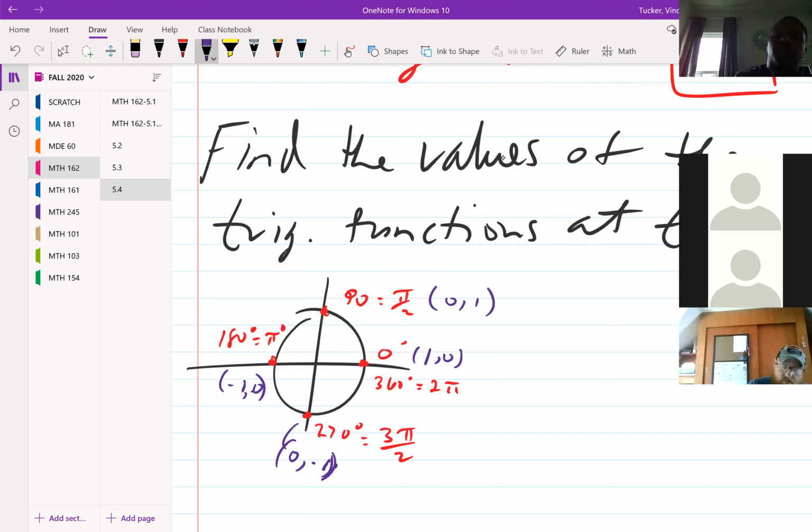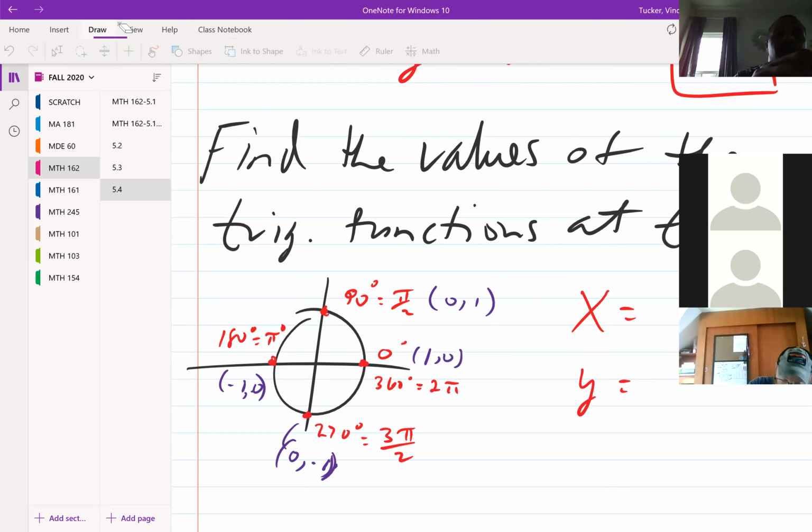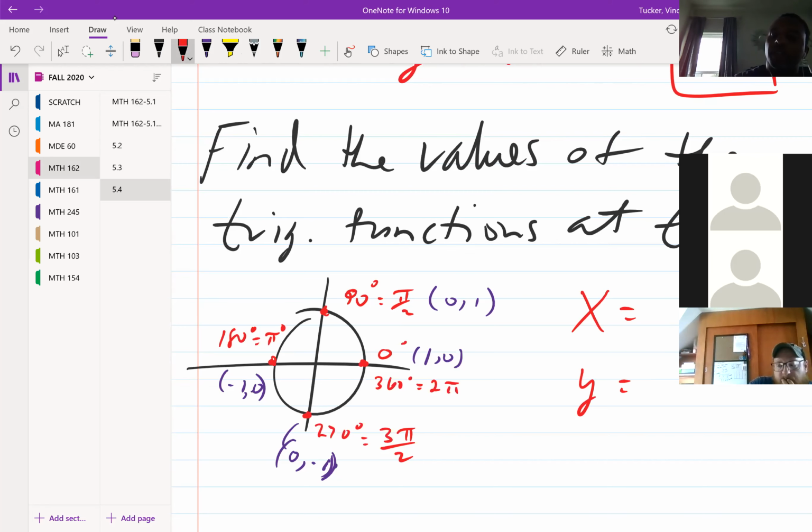All right. So when we're looking at pi over 2, that's the same thing as 90 degrees, which means that we know x is 1, y is 0. And why am I writing this stuff backwards? X is 0, y is 1.